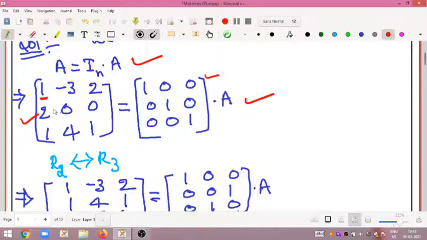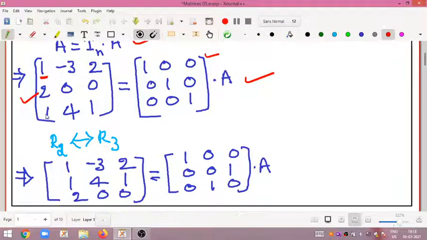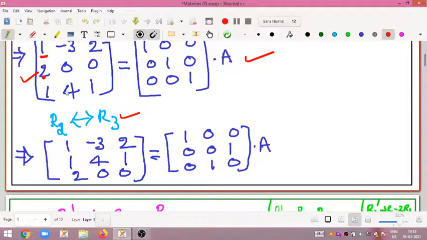In this, the element 1 is there, so we don't want to change it. Here we want to make it 0. Before that, I want to interchange R2 and R3. Why? Because there are two zeros, and we want to keep those zeros last. So that's why R2 and R3 are interchanged.